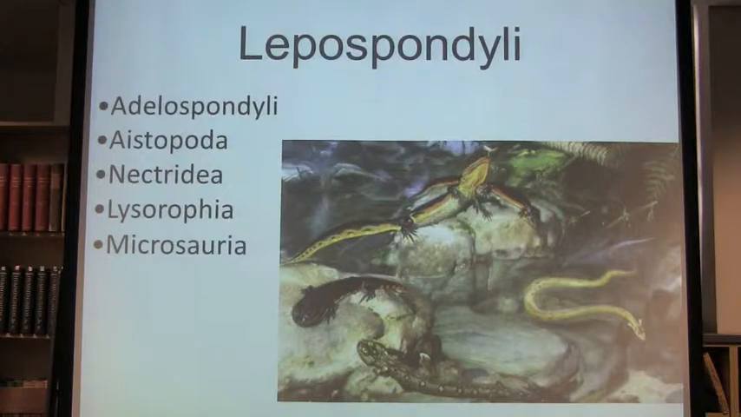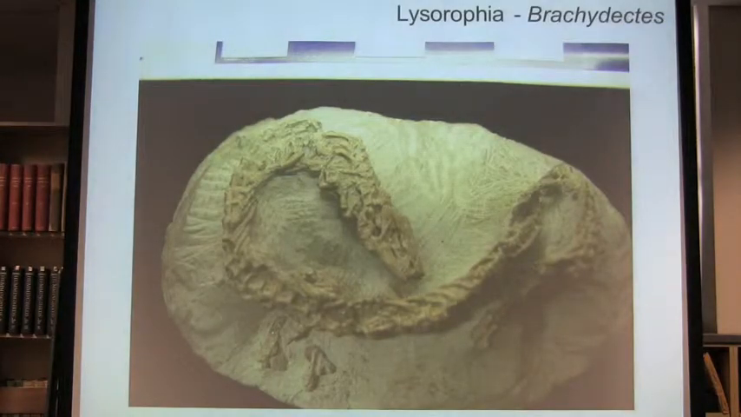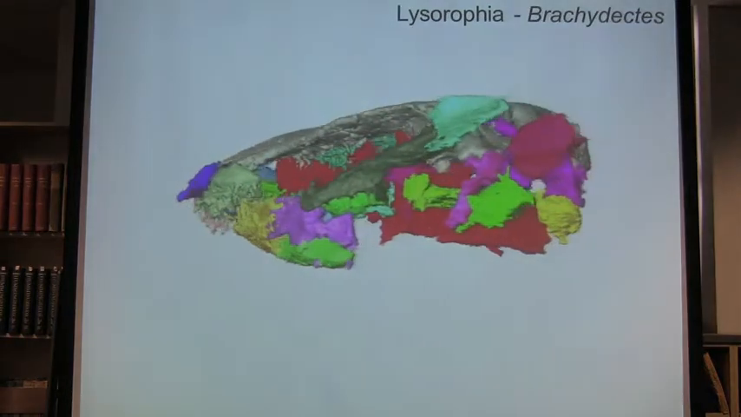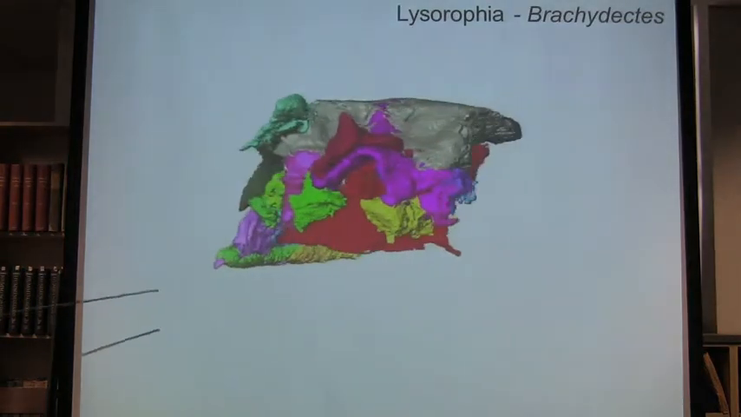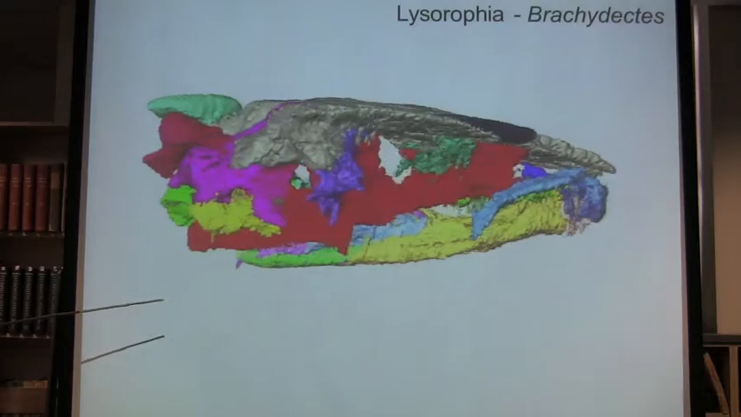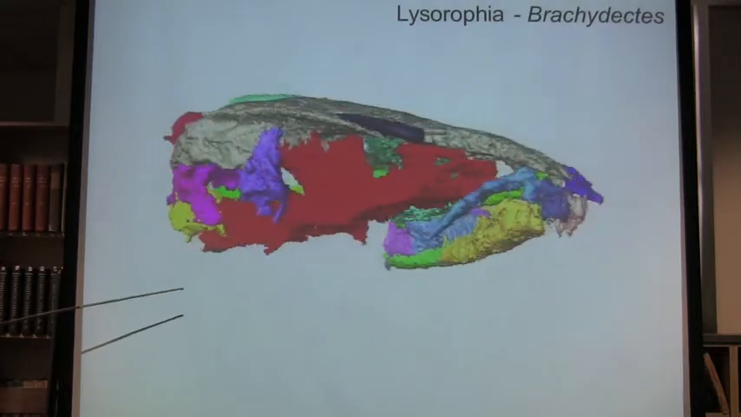We're also looking at lepospondyls, and these are just a couple of spinny animations as I come to a close here. This is Brachydectes. This is the lysorophian that is purported to be sister taxon to modern amphibians, and we thought, what better candidate for exploration than this? Here's a 3D spinny animation that was produced less than a week ago. So this is hot off the presses.